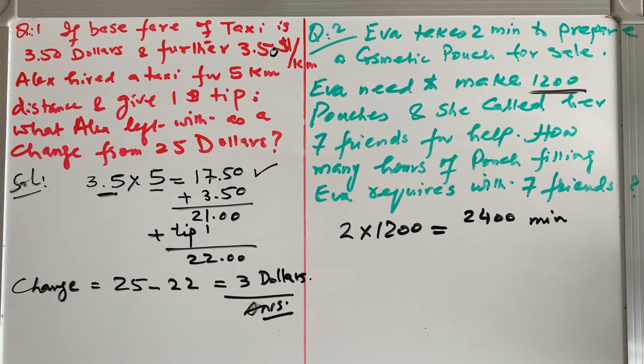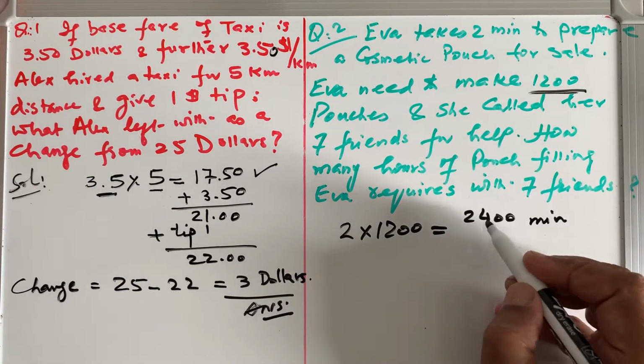So that means now the time will reduce. How much time will reduce? That is the initial inquiry. So here a student can make a mistake. They divide by 7 because she called her 7 friends. But 7 plus herself makes it 8. So 8 people are working on it, right?